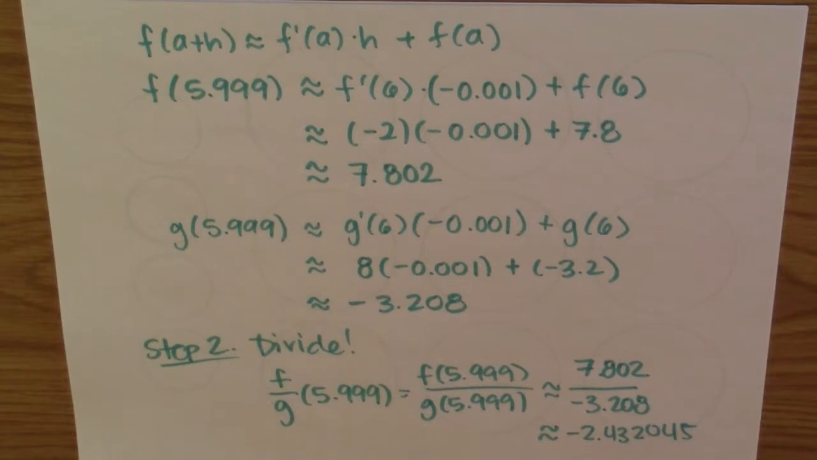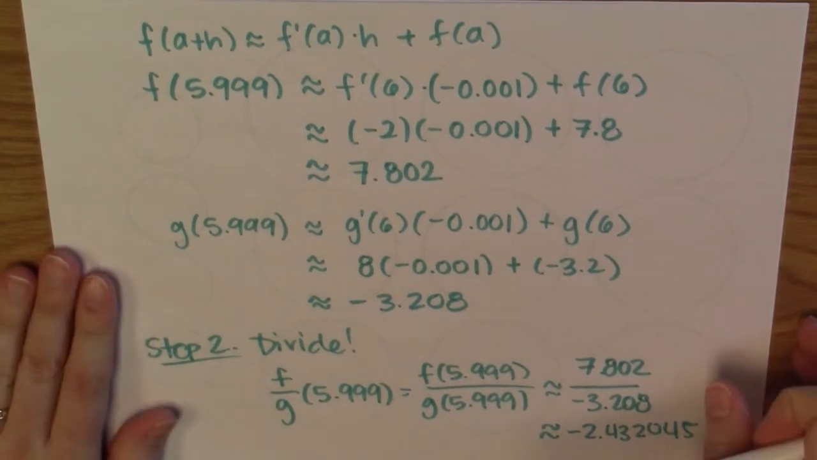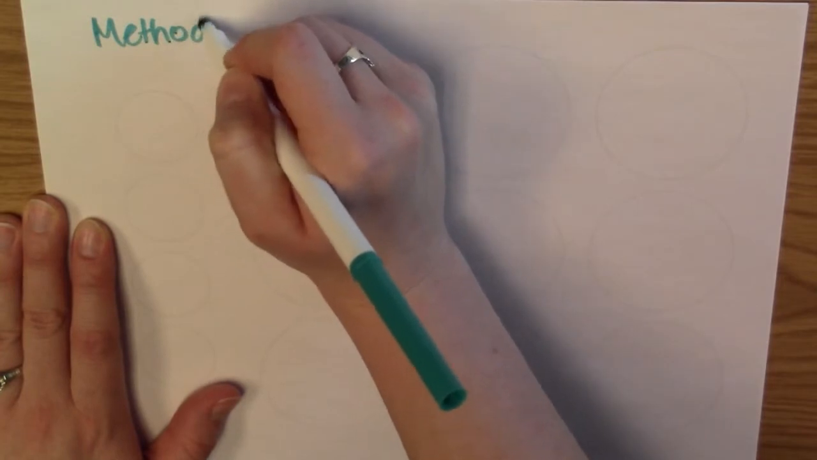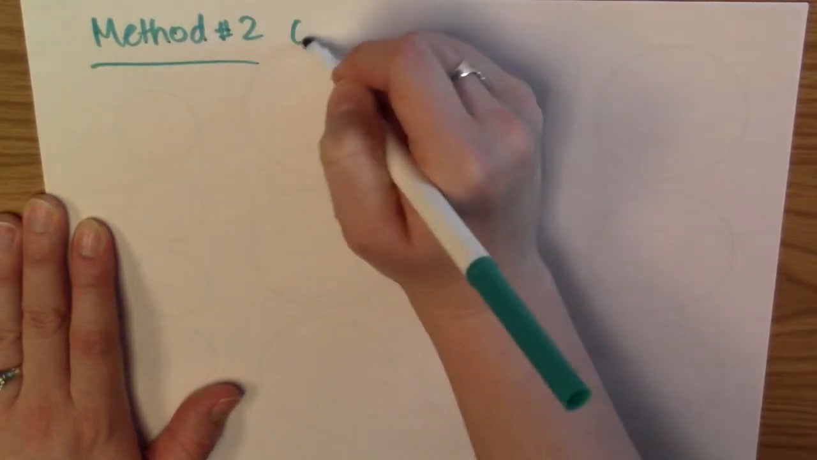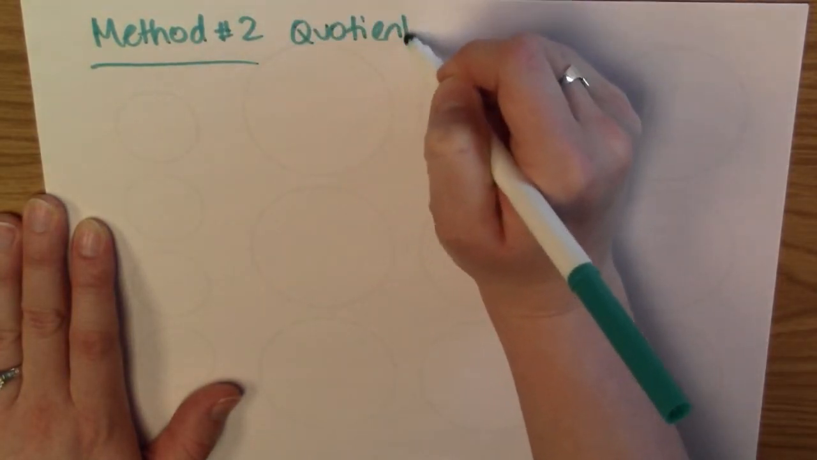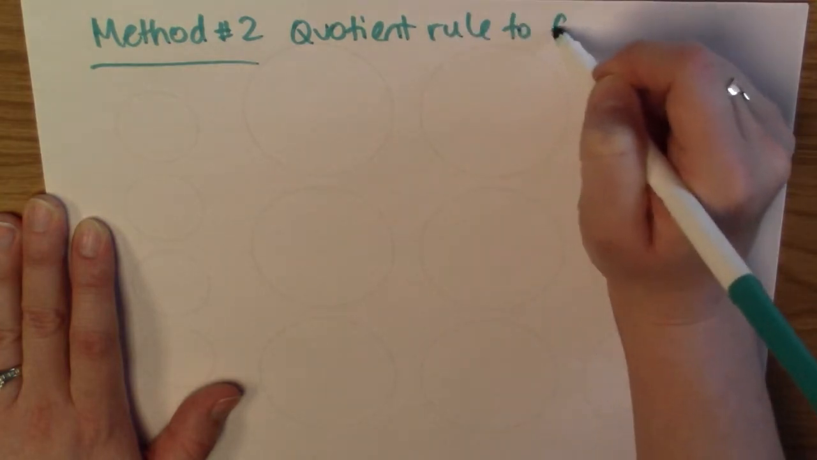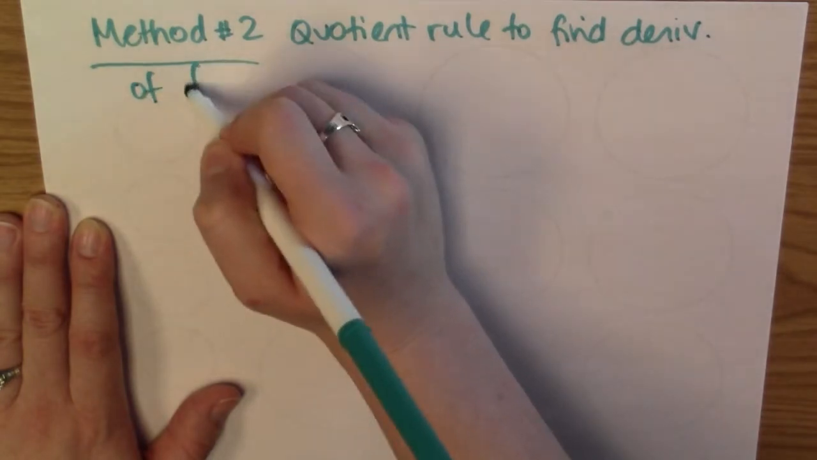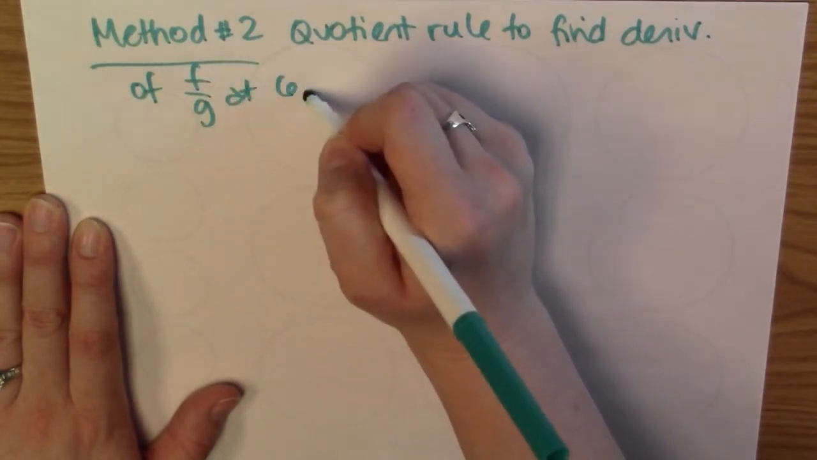we want to do this in another method using another one of our tools from this week, and that's going to be the quotient rule. So let's go ahead and use the quotient rule. So method number 2 is the quotient rule to find the derivative of f over g at 6.